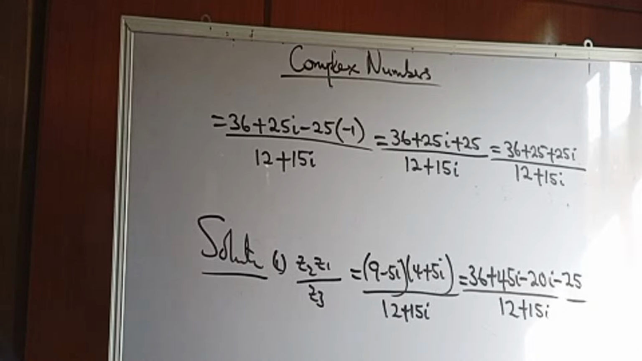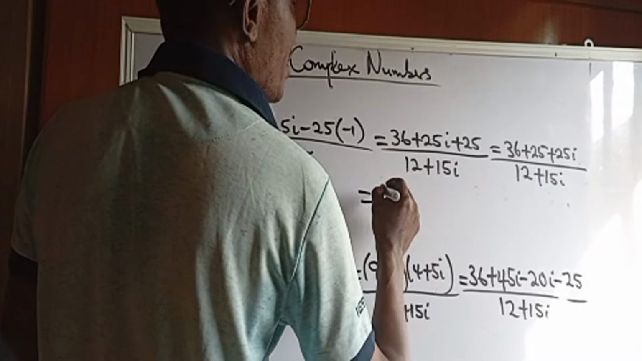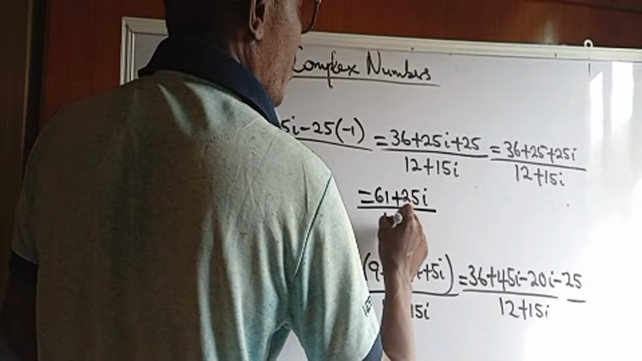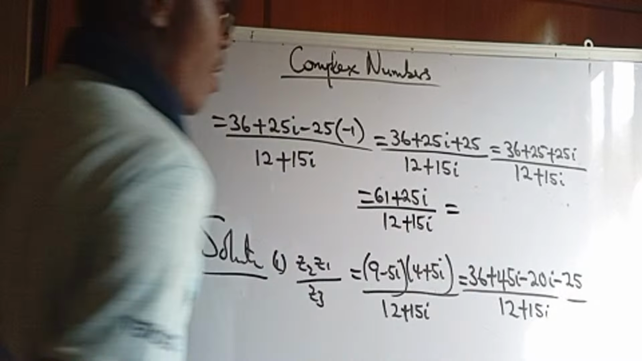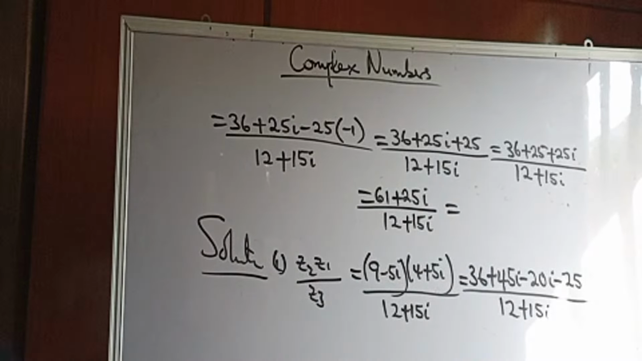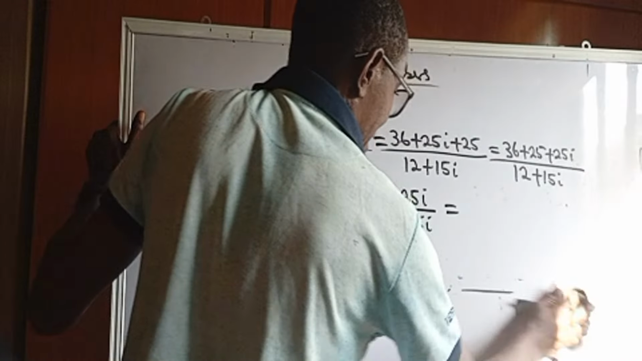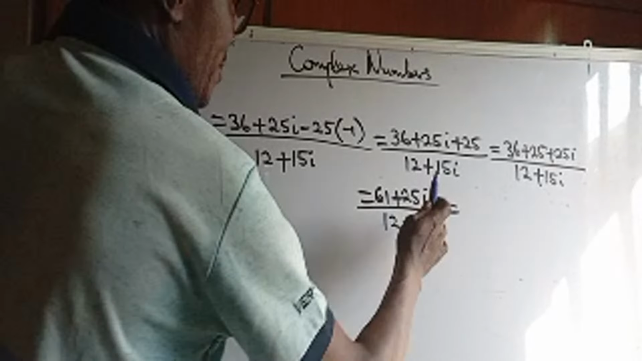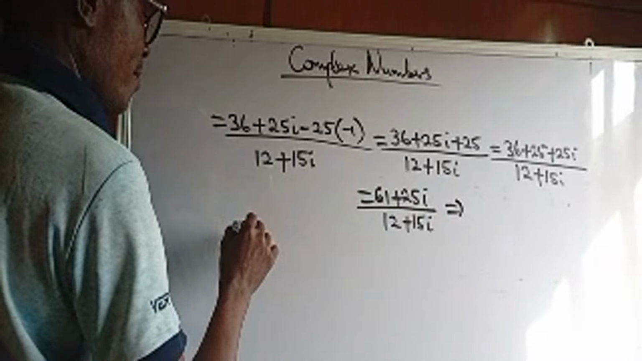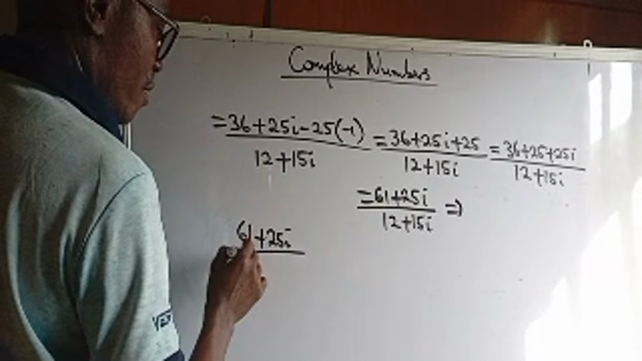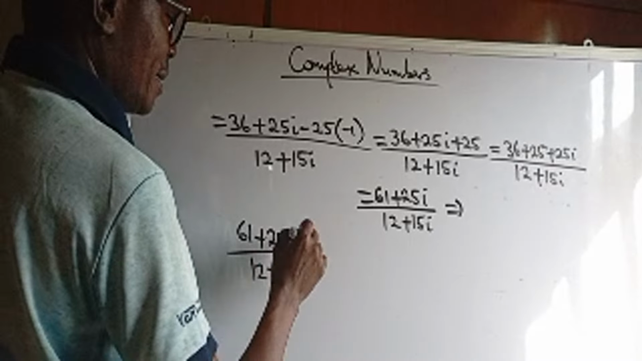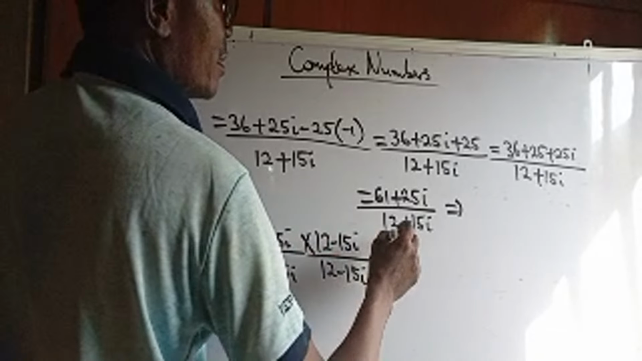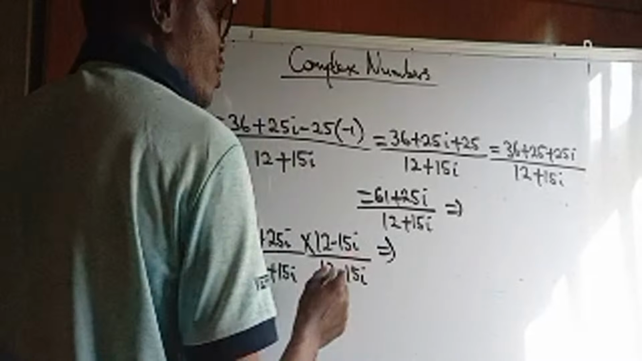Now, that means that when you add 36 and 25, you have 61 plus 25i all over 12 plus 15i. Now, you can't leave it like this. Never. You have to rationalize. As usual, rationalize by what? This implies 61 plus 25i all over 12 plus 15i times 12 minus 15i all over 12 minus 15i. That's rationalization by the conjugate of the denominator.